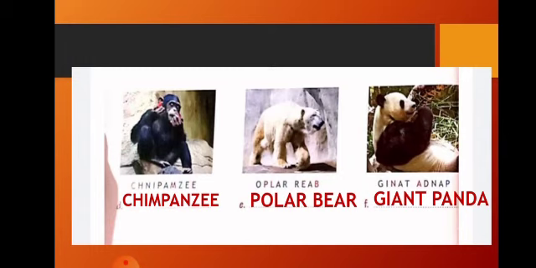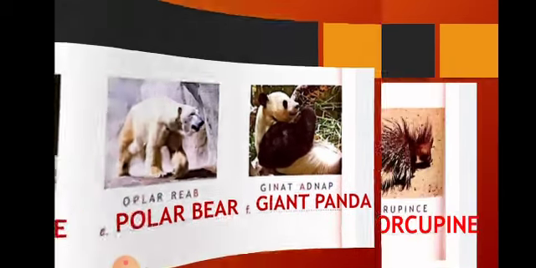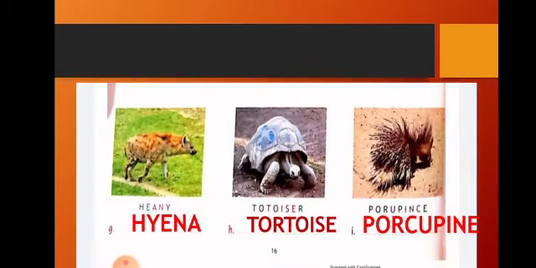Write the names as I have displayed it on the screen. The correct spelling I have displayed on the screen, and you have to learn the spellings also. G is hyena, H tortoise, I is porcupine.